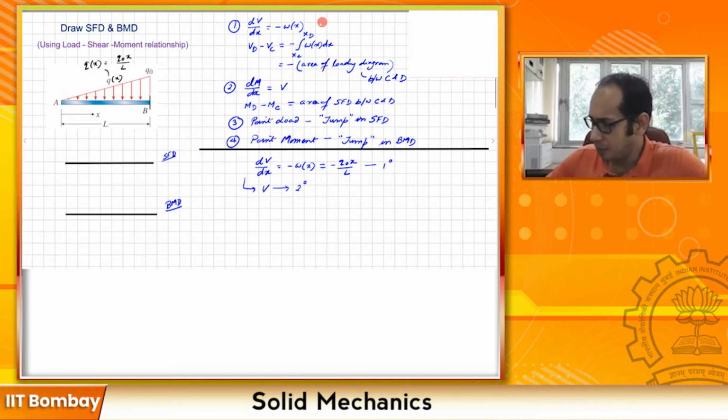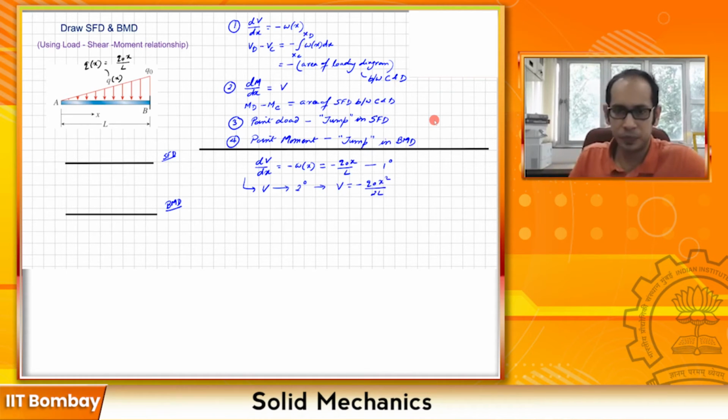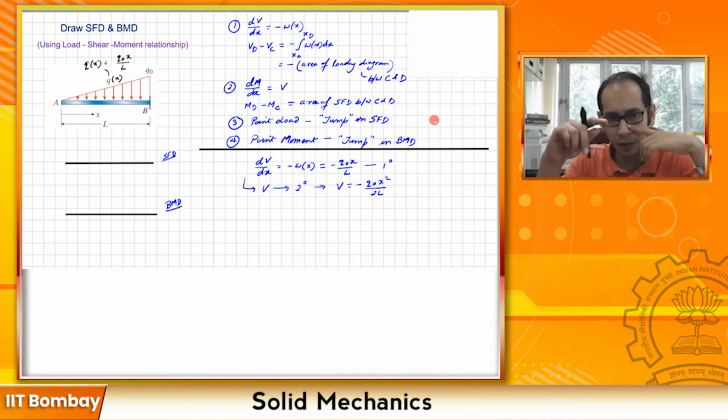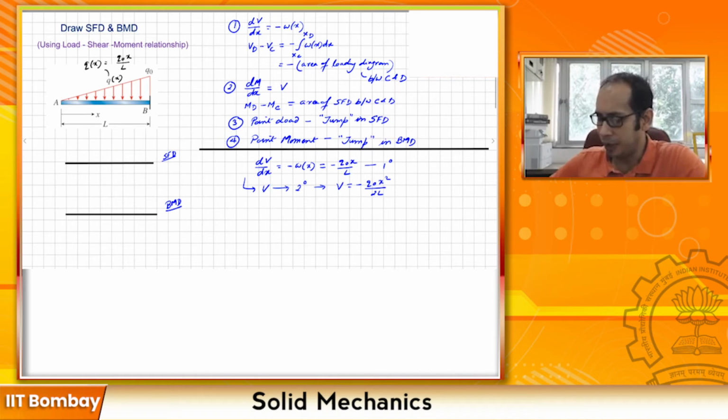And you can simply integrate this and write the expression for V. So let's go ahead and write that. We'll get our V as negative of q naught x square by 2l, right? So we know that since V is quadratic, the shear force diagram is going to have a quadratic variation from the left end all the way to the right end, because this load is a continuous load spanning that entire beam.